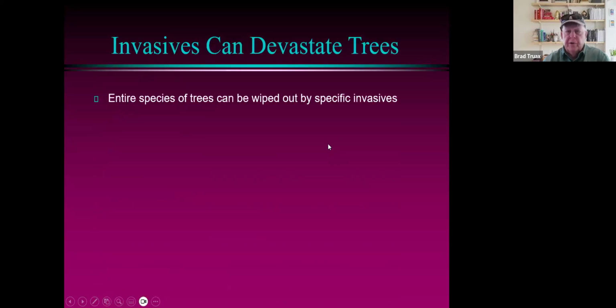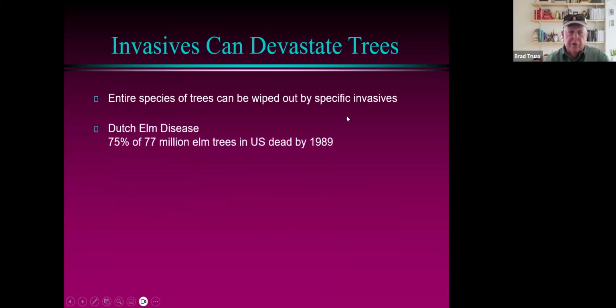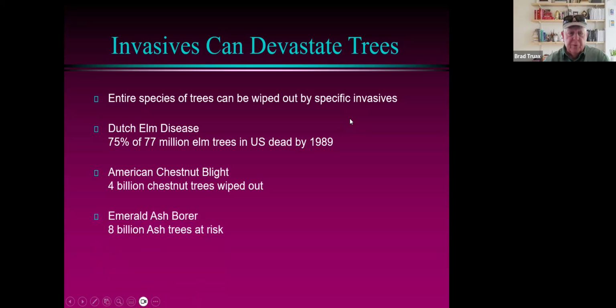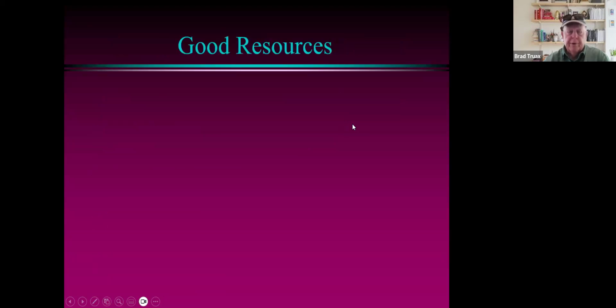So invasives can devastate trees. Entire species can be wiped out by specific invasives. Dutch elm disease back in the 1980s killed 75% of over 77 million elm trees in the US. American chestnut blight wiped out 4 billion chestnut trees. And the emerald ash borer has put 8 billion ash trees at risk.